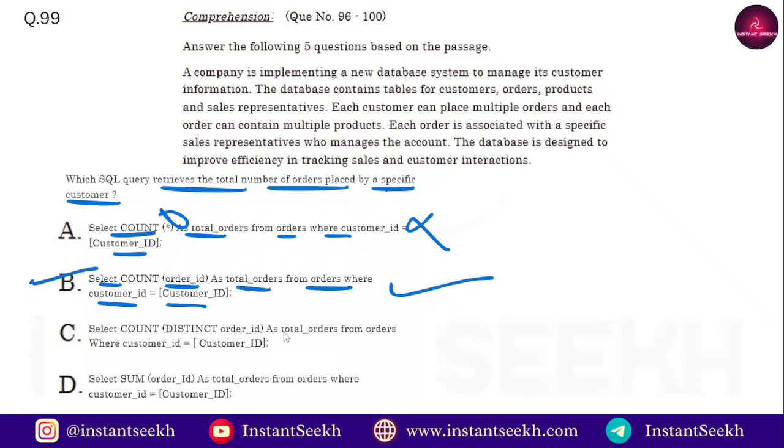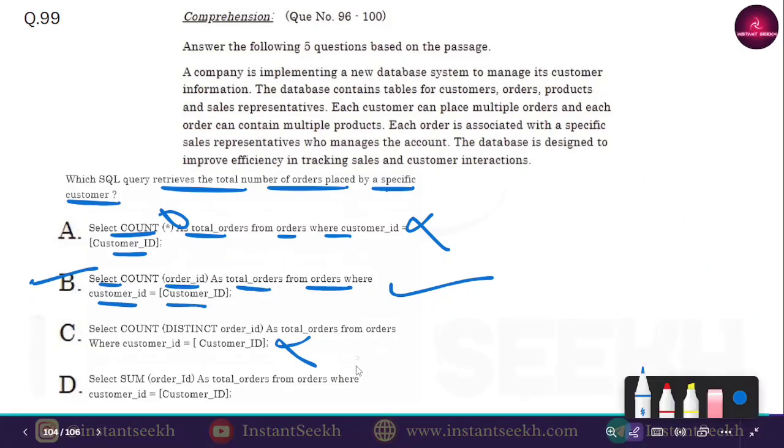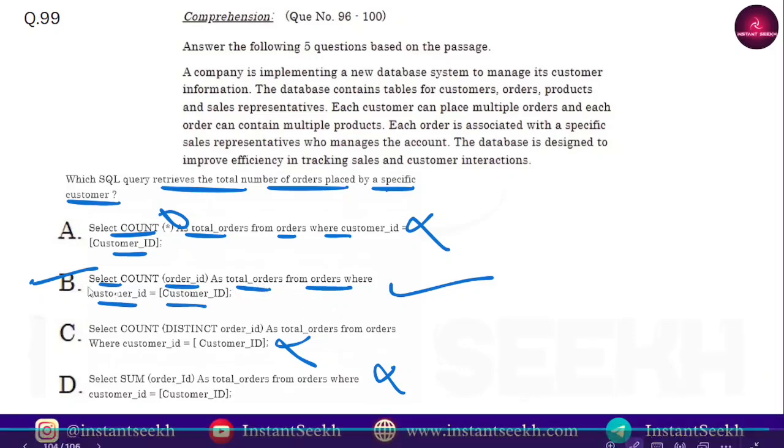Let's see the other wrong ones. Distinct order ID, no, not valid. Sum will give you the sum of the order ID numbers. So your valid SQL statement is option B, that is select count order ID as total orders from orders where customer ID equal to customer ID. That is option number B, which will be your right answer.